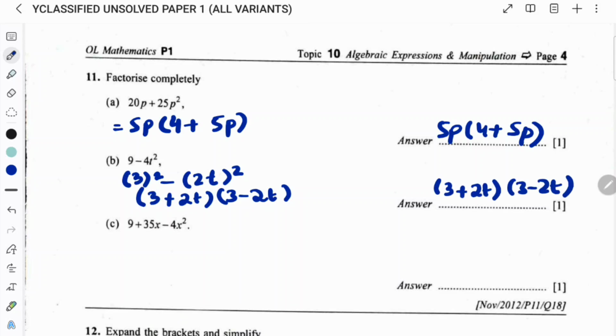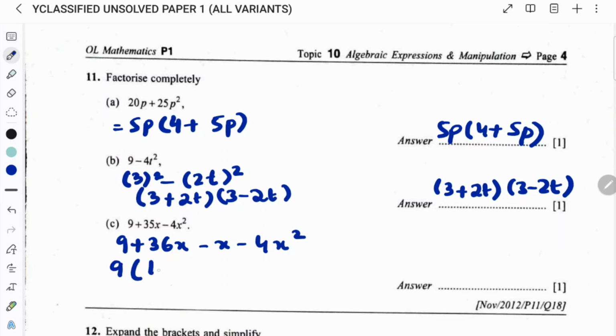Okay, the next question is breaking the middle term. So that is 4 times 9 is 36, and we have to take two numbers whose product is minus 36 and whose difference is 35. So obviously 36 times 1 is 36. So that is 9 plus 36x minus 4x square. So 9 times 4 is 36.